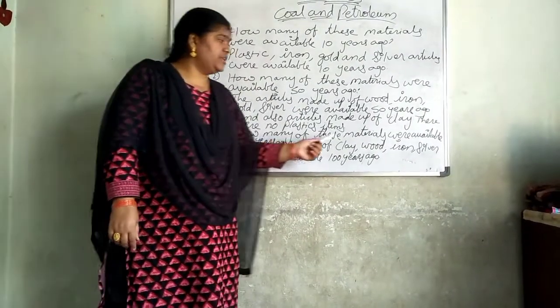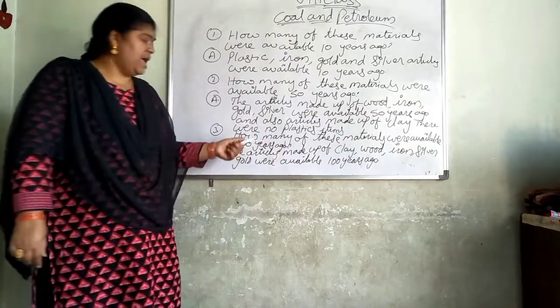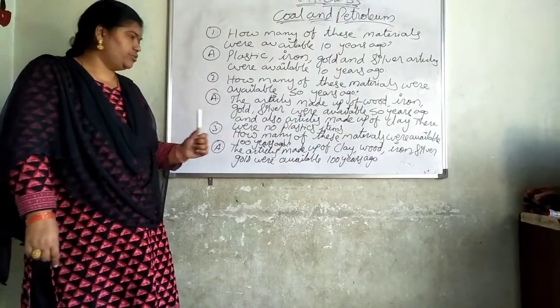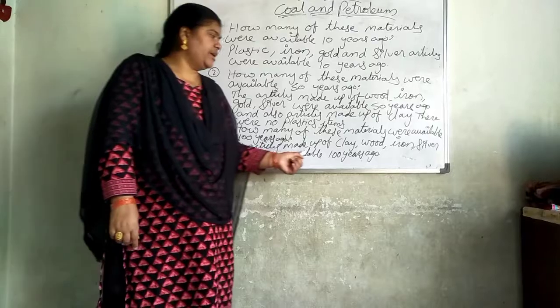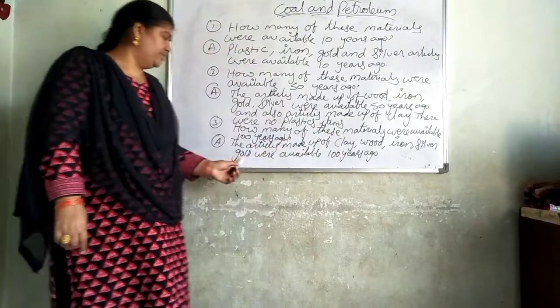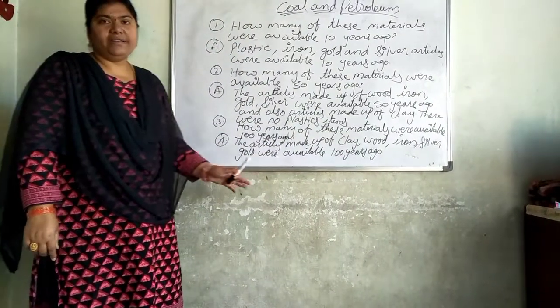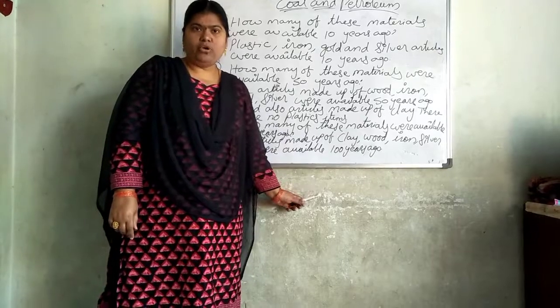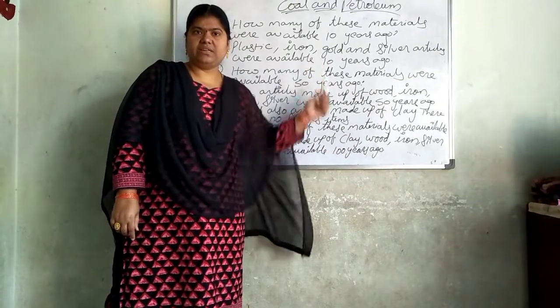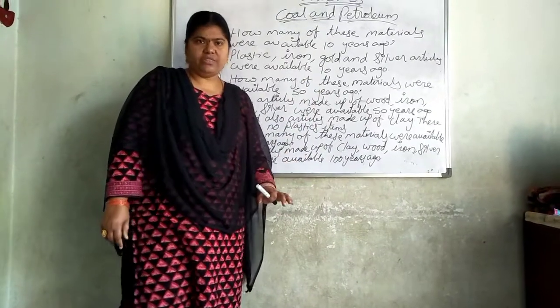Then how many of these materials were available 100 years ago? The articles made up of clay, wood, iron, silver, gold were available 100 years ago. So with these 3 questions, activity 1 was completed.